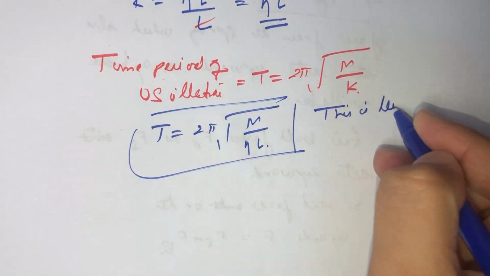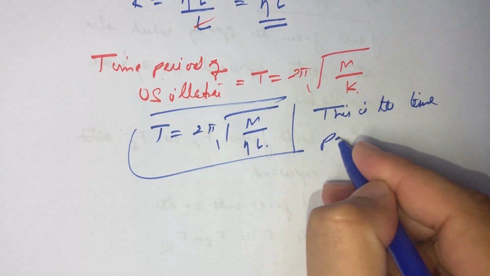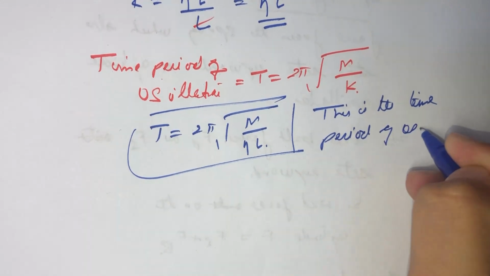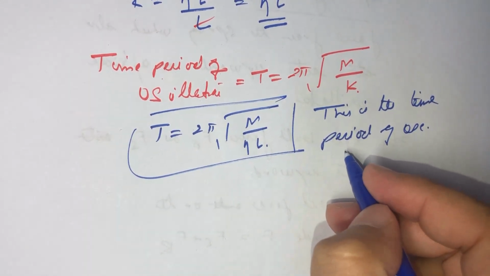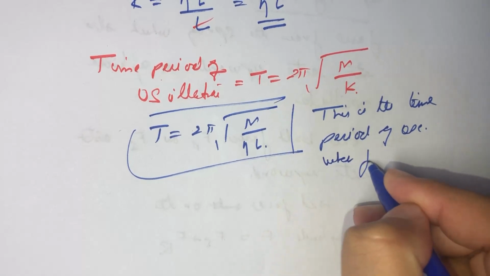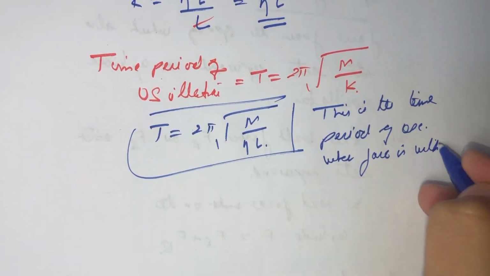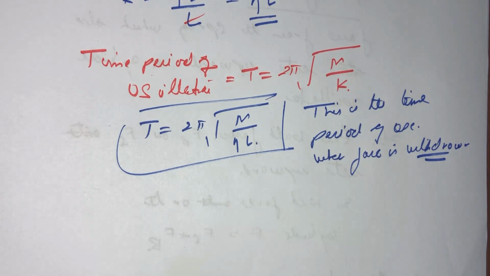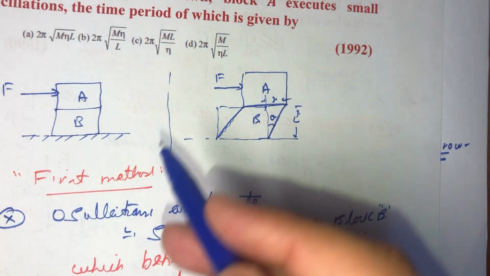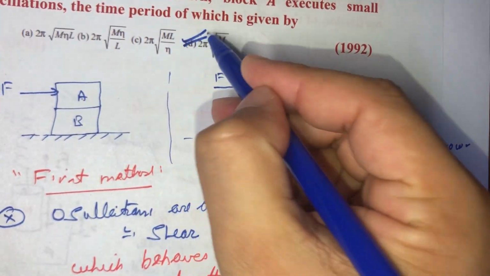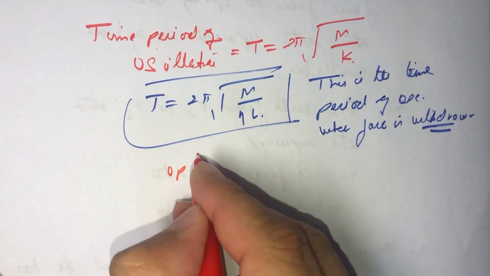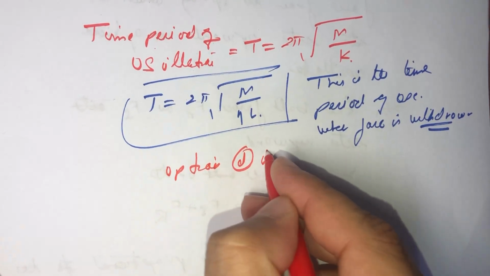This is the time period of oscillation when force is withdrawn. Now, from the options available to us, we can say that option D is the correct option. Okay, you can say option D is correct.